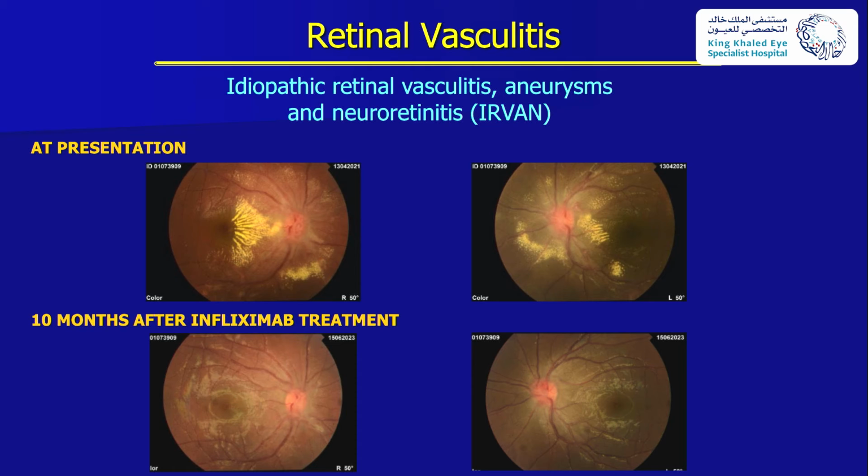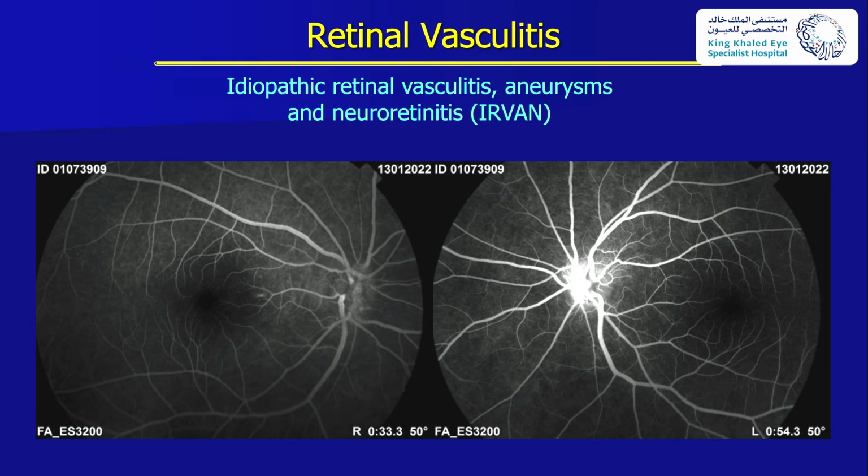For the first time, we treated this patient who did not respond to steroids, and did not respond to CellCept, so we gave her infliximab. So this is at presentation, and this is 10 months after infliximab. Complete resolution of inflammation. All hard exudates cleared, and she had 20/20 vision. And not only this, the aneurysmal dilations regressed. This is an important case to be published.